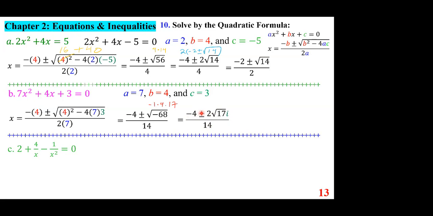Again, there is a common factor of 2. You divide everything by 2. This changes to negative 2. This goes away, and this changes to 17. And that's the final answer.